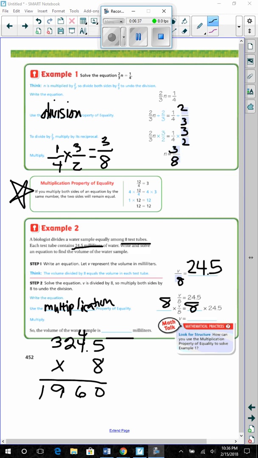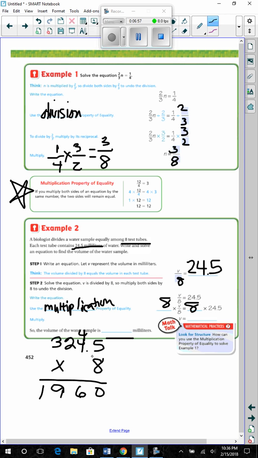Okay, if I go ahead and do my math, 5 times 8 here is 40. Put down the 0, carry the 4. 8 times 4 is 32, plus 4 more is 36. Put down the 6, carry the 3. And 8 times 2 is 16, plus 3 is 19.